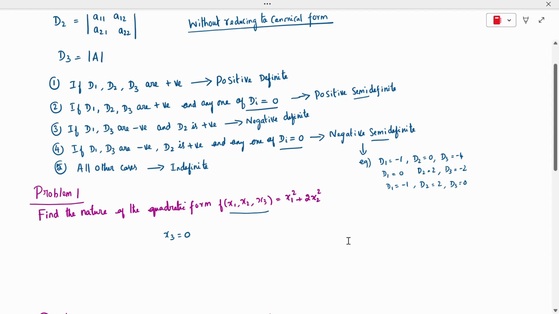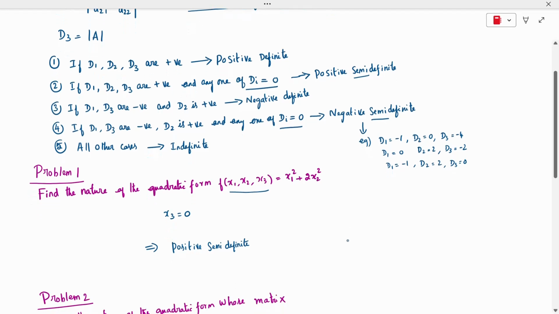Only then can I write it like this. So one of my parameters is 0, the other two are positive. One parameter 0 and the other two positive is called positive semi-definite. Directly, without doing D1, D2, anything. Just by seeing the question itself, we can find the nature in some problems. It's called positive semi-definite because two elements are positive. Okay, next case.